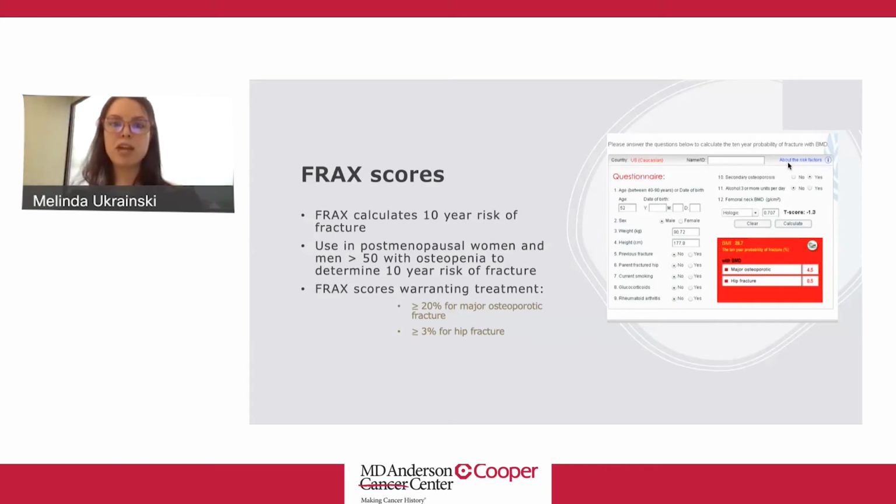So FRAX scores that warrant treatment would be a risk for a major osteoporotic fracture of greater than or equal to 20%, or risk for hip fracture greater than or equal to 3%. So if you have a history of osteopenia and you have high FRAX scores, that would warrant treatment for osteoporosis and fracture prevention.